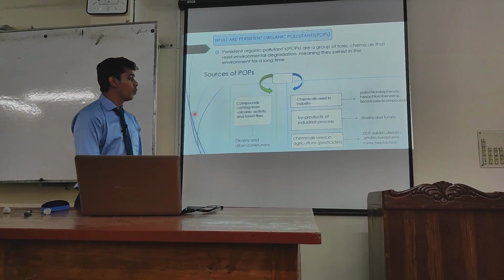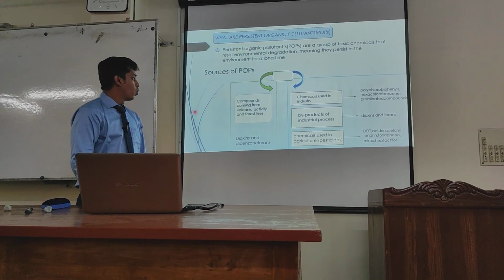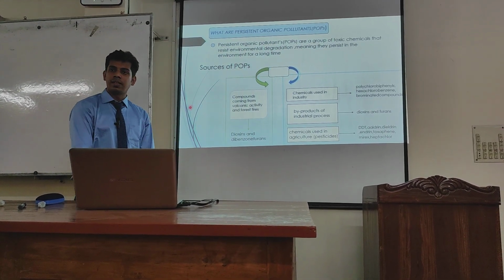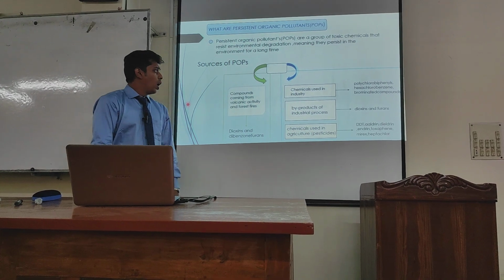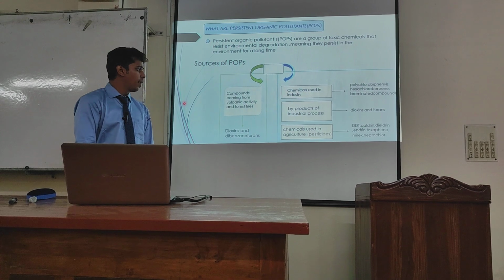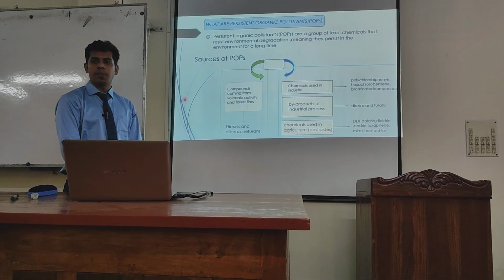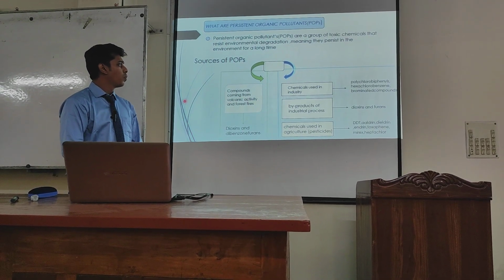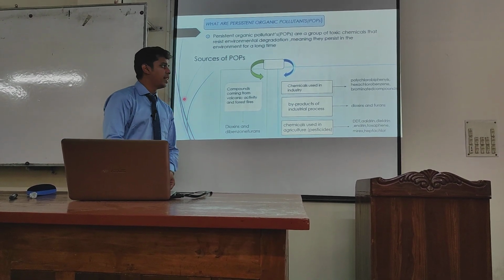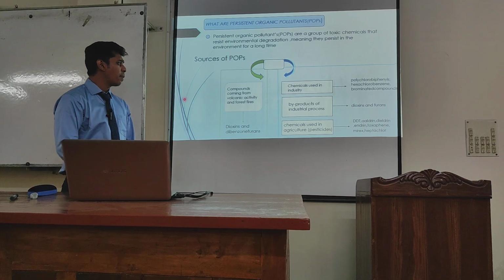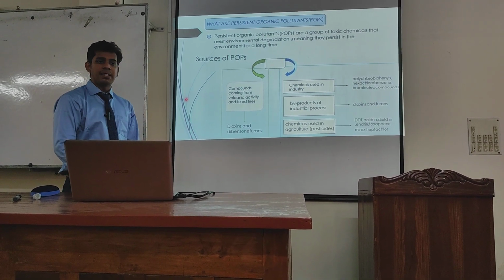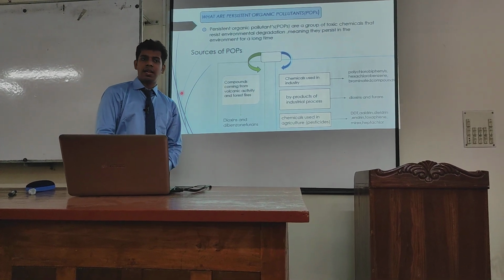Now, what are the sources of persistent organic pollutants? The compounds coming from volcanic activities and forest fires. The examples are dioxins and dibenzofurans. POPs may also come from chemicals used in industry, byproducts of industrial processes, and chemicals used in agriculture, pesticides. The examples of POPs from chemical industries are fluorinated compounds, hexachlorobenzene, and polychlorobiphenyls. Byproducts of industrial processes are dioxins and furans. And the pesticides used are DDT, dieldrin, etc.